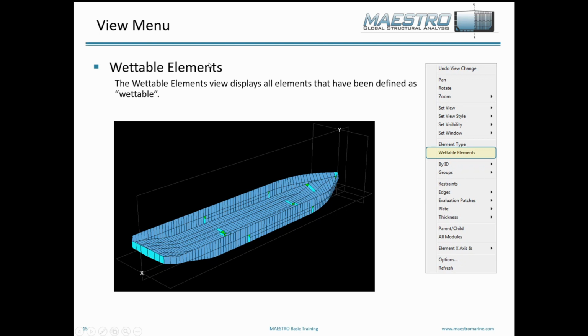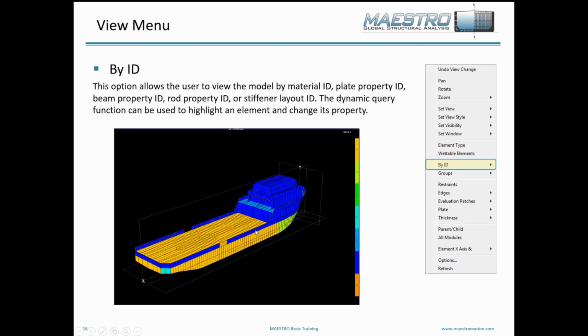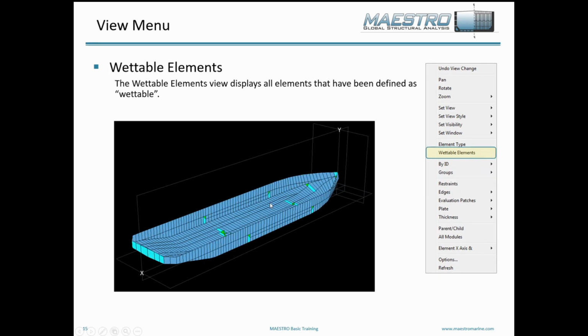But the ability to view just the wettable elements makes it easy to find where there may be some missing or some extras that are internal to the hull that shouldn't actually be wet.